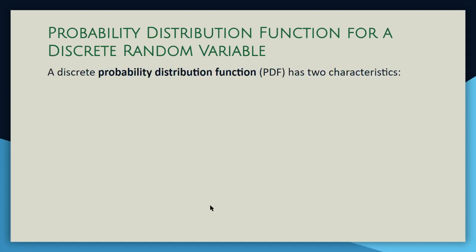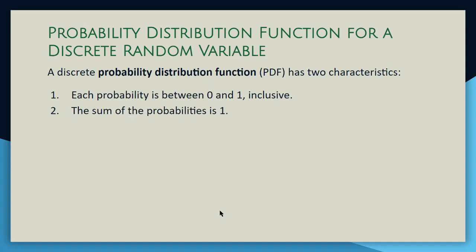So a discrete probability distribution function has 2 characteristics. Each probability is between 0 and 1 inclusive, and the sum of the probabilities is 1. And we know that these are 2 rules for how probabilities behave. So a discrete probability distribution function just follows the rules for probability for a given sample space.